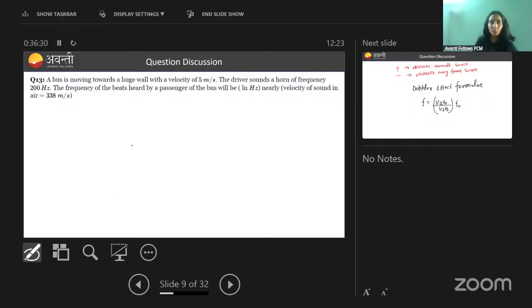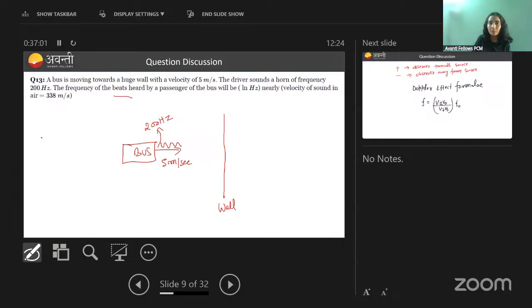So there is a bus moving towards a huge wall. So this is a bus, and this is moving towards a huge wall here. Let's say this is the wall. This is moving with a velocity of 5 meter per second. The driver sounds the horn of frequency 200 hertz. So from here, a sound wave is getting generated, and it has a frequency of 200 hertz. The frequency of the beats heard by a passenger of the bus will be what?